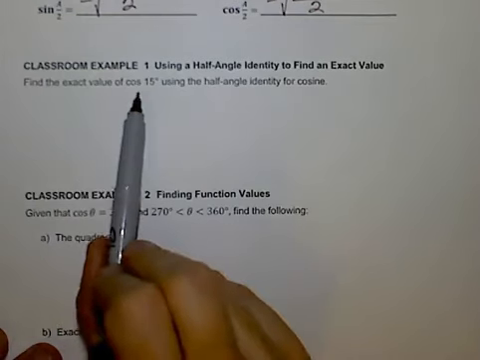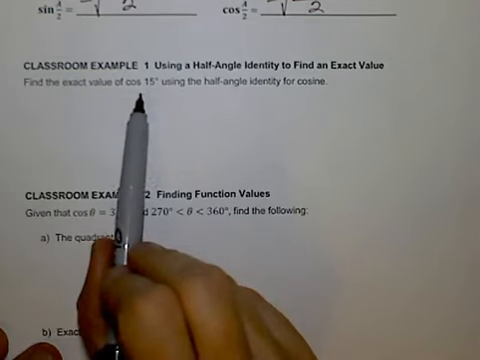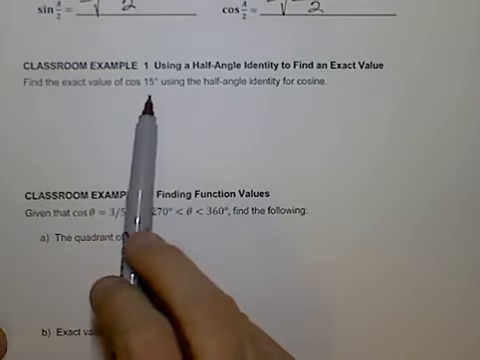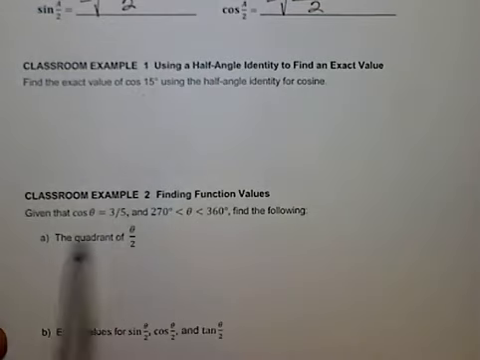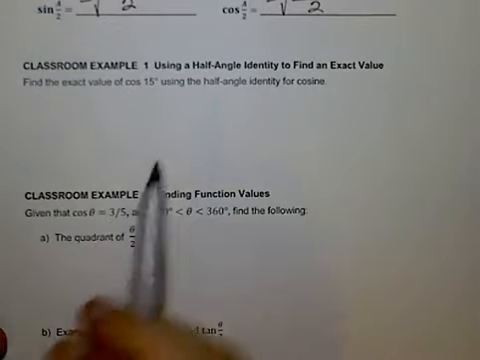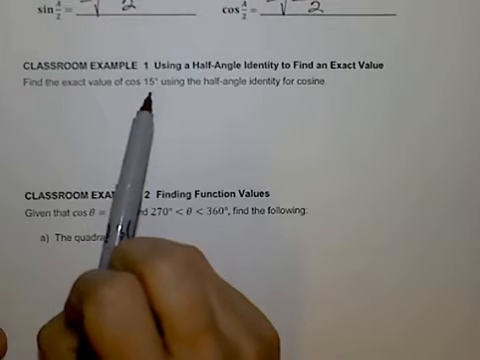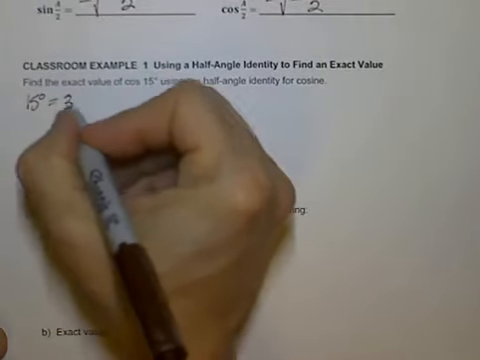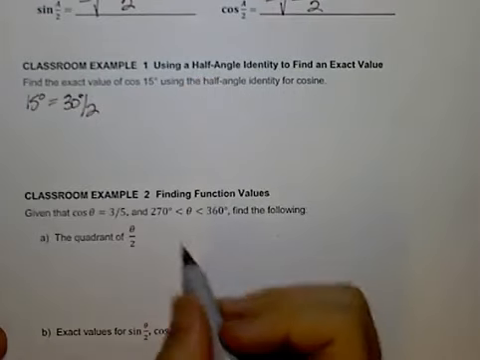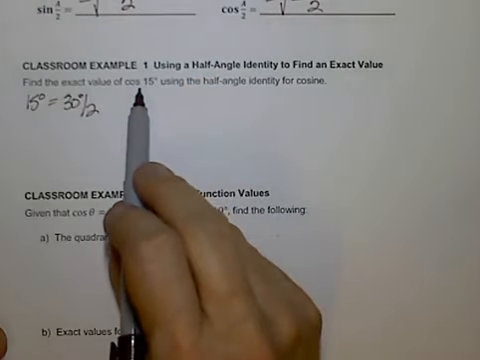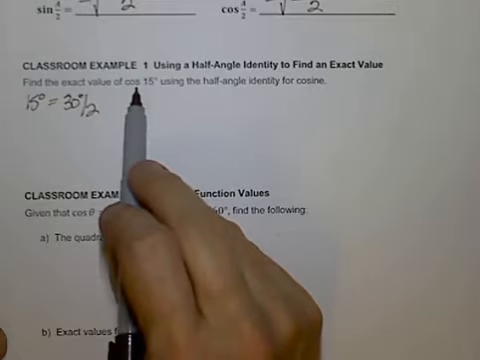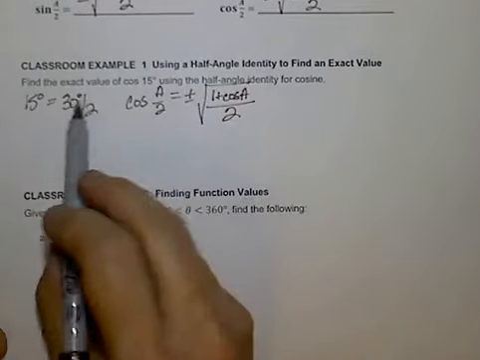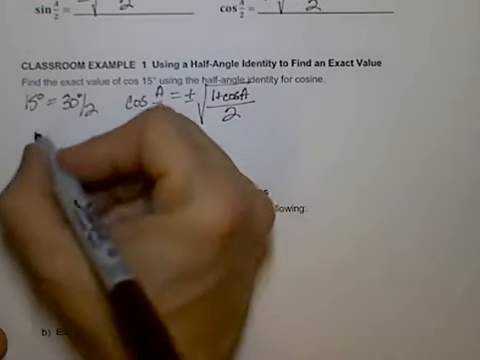Well, let's use one of these formulas to find the exact value of the cosine of 15 degrees. Using some of the special angles we know, we can divide them in half and get values for some other angles. This is an example of that. 15 degrees is the same as 30 degrees divided by 2. So what we want to do here is use the identity for the cosine of a over 2. And our a in this case is going to be 30 degrees.